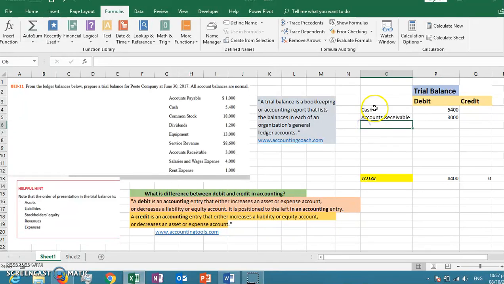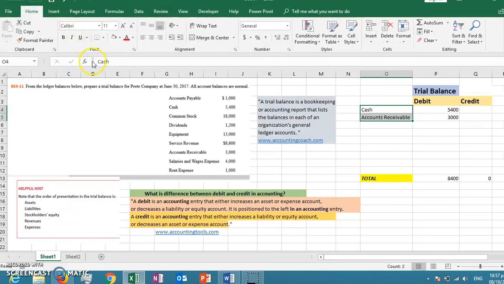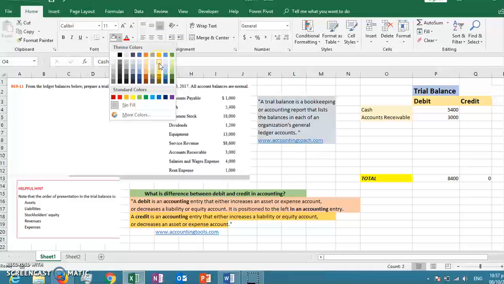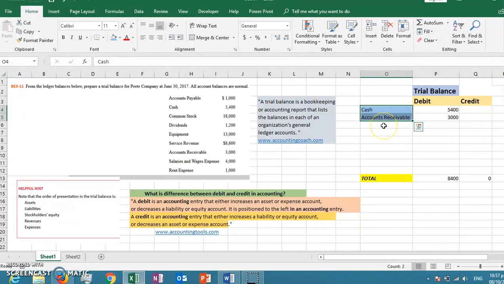Okay, now we finished the assets. I'm just going to try to fill it a little bit so you can differentiate it. Okay, some blue. Okay, assets are blue. So the second one is liabilities. The other hint is liabilities.